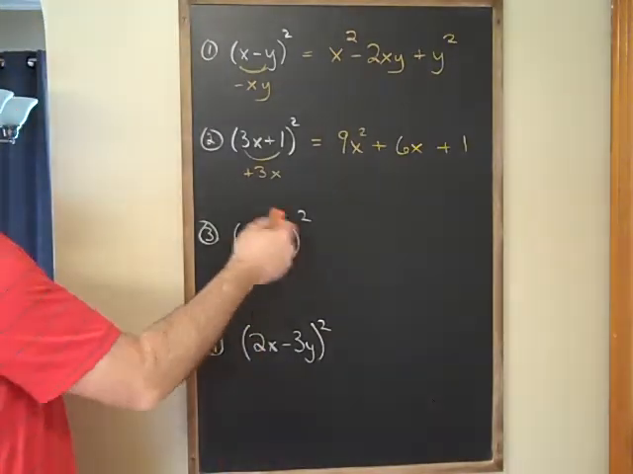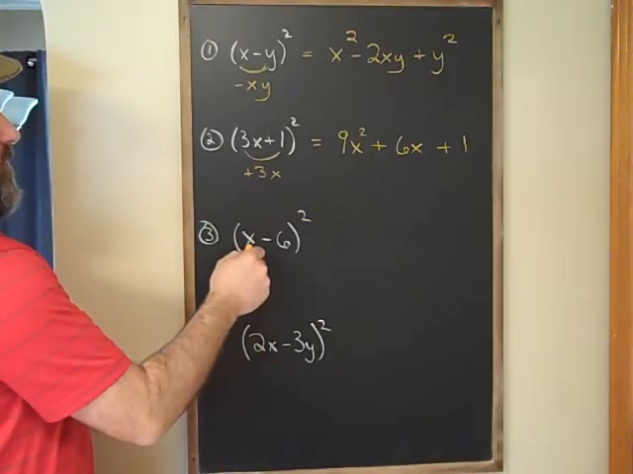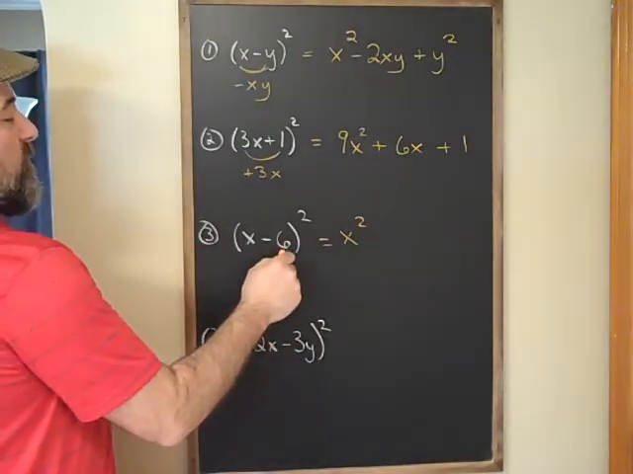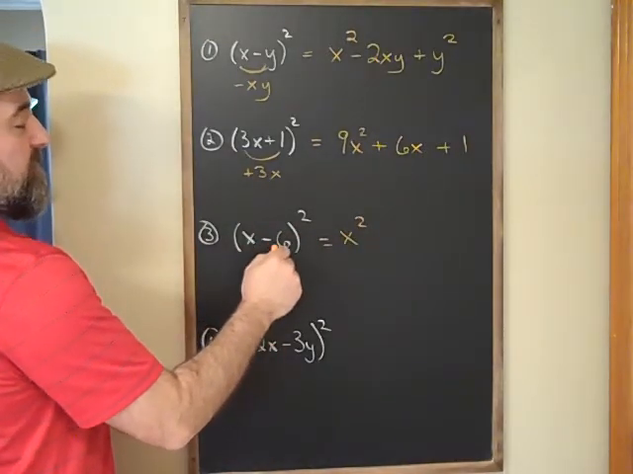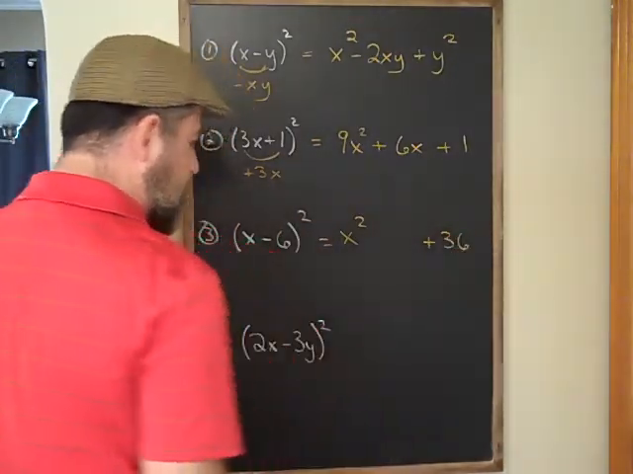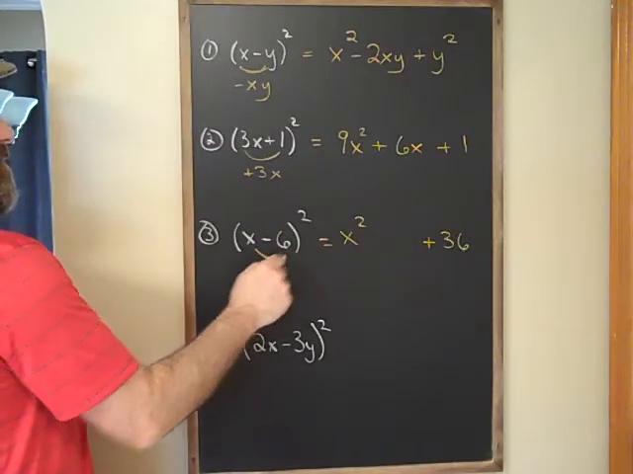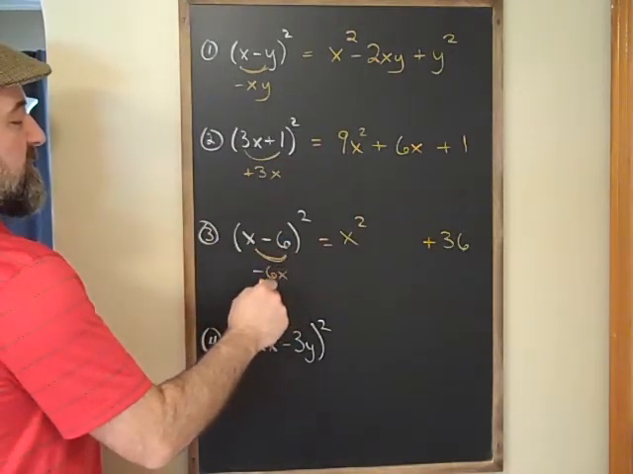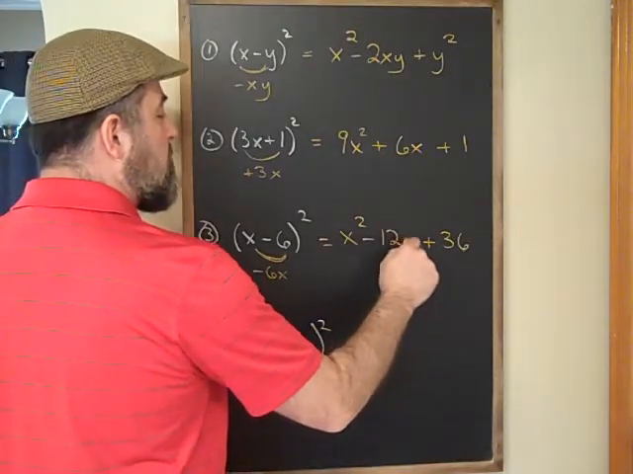Next, we got this binomial. Square the first, square that x, x squared. Square the last, square negative 6. Negative 6 times negative 6 is positive 36. And now let's multiply and double. Multiply negative 6 times x, negative 6x, double it, minus 12x.